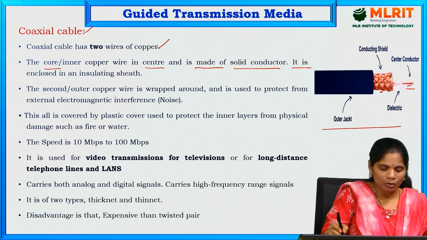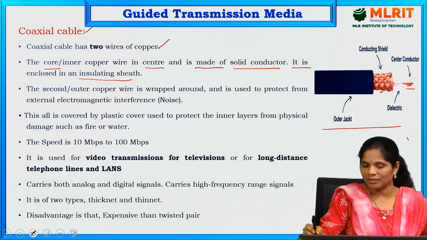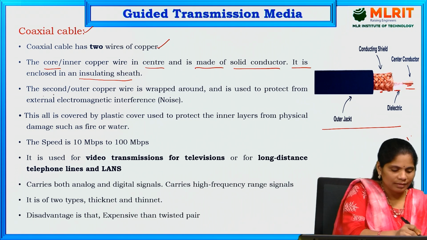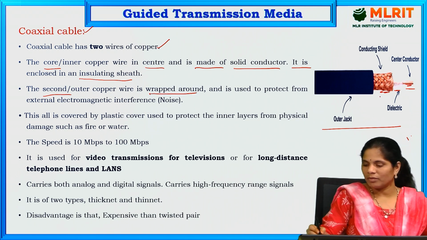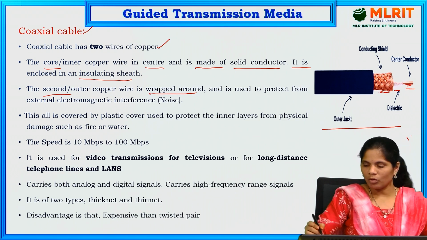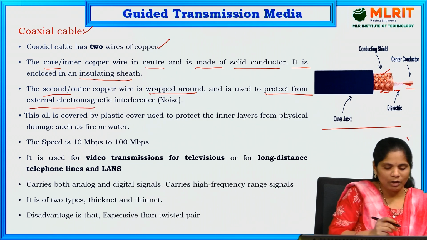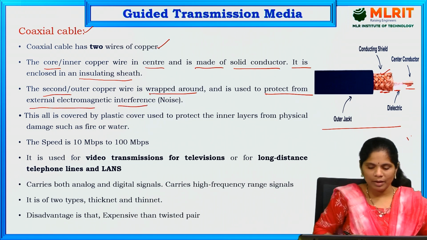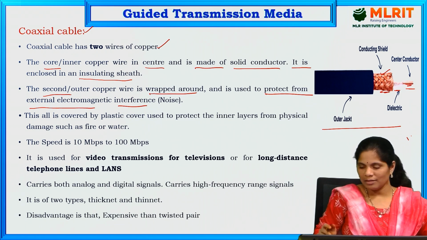It is enclosed with an insulating sheet. This is the insulating sheet. And next one is the second copper. This is going to be wrapped around. These are like wraps. It is going to protect from external electromagnetic interference, mainly for protecting from noise. For protecting from noise, we are going to use this second copper wire.